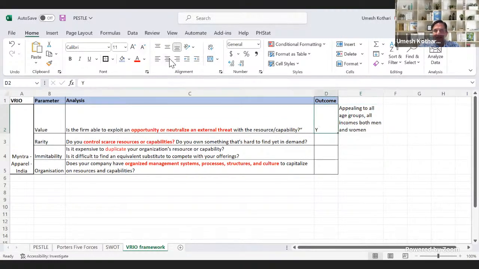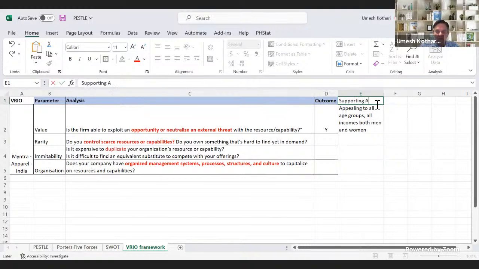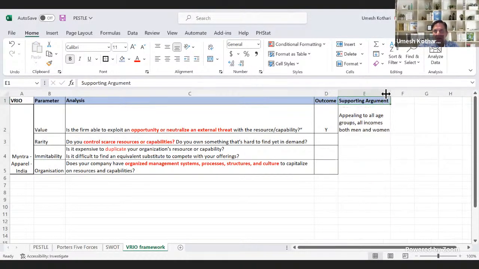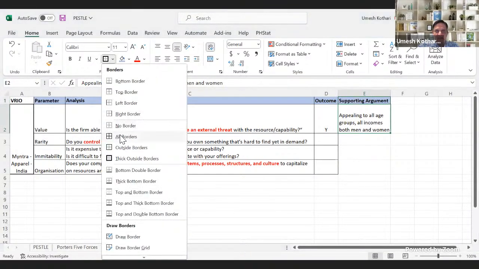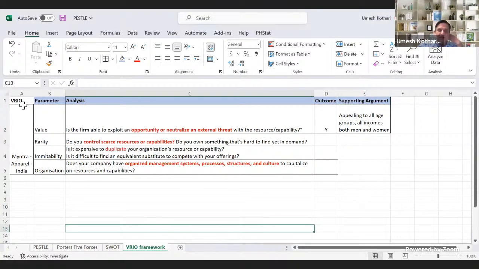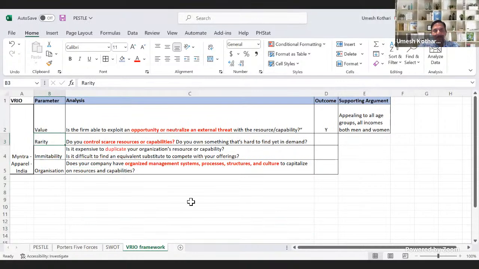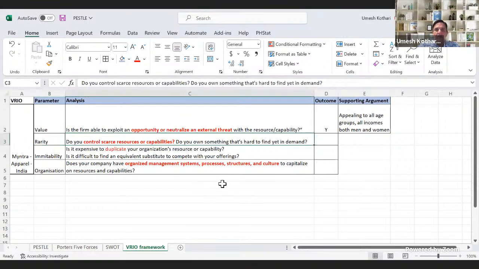So because of this supporting argument that we've made, we are saying that the answer is yes to this question. So that is done. Very good. Now let's move to the next question. Is it rare? Rare in the sense, do you control scarce resources or capabilities? Do you own something that's hard to find yet in demand?